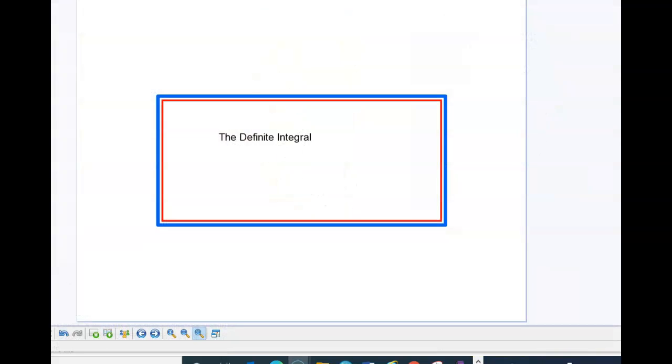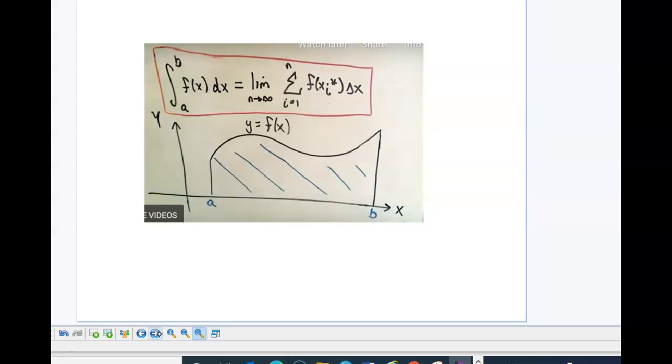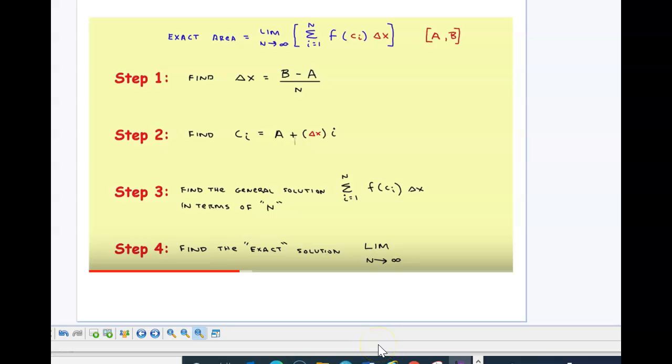Okay, so there's a kind of a good discussion as to what the definite integral is. So what we're going to learn today is how to change from an integral notation to the limit notation of an integral. Okay, and there are some steps to do that. Okay, and the 4 steps are outlined as follows.